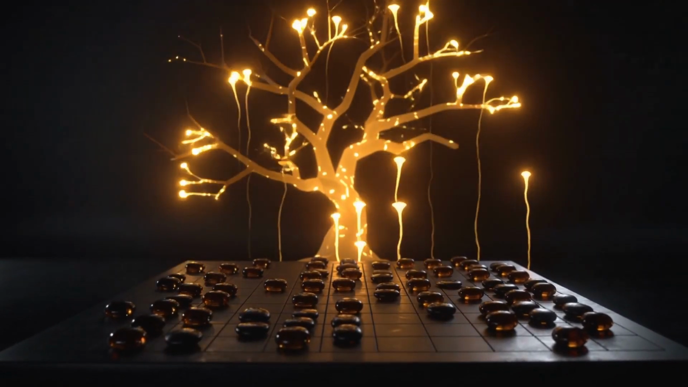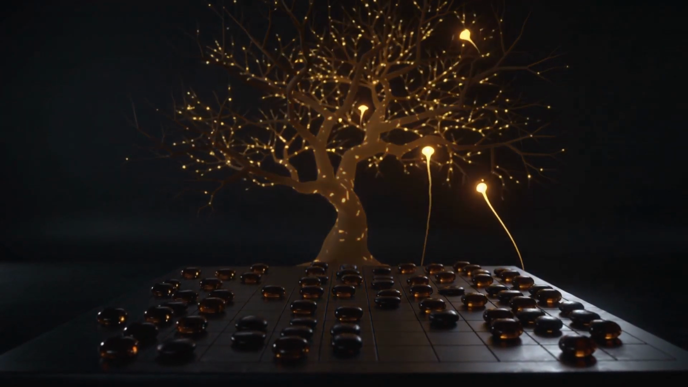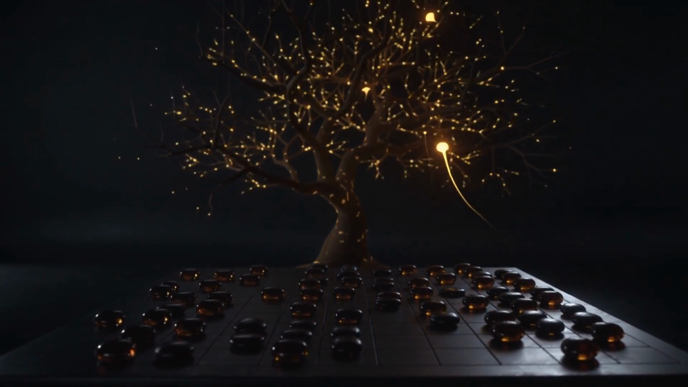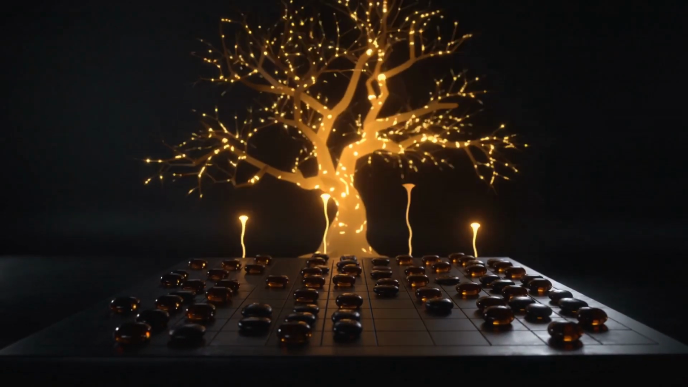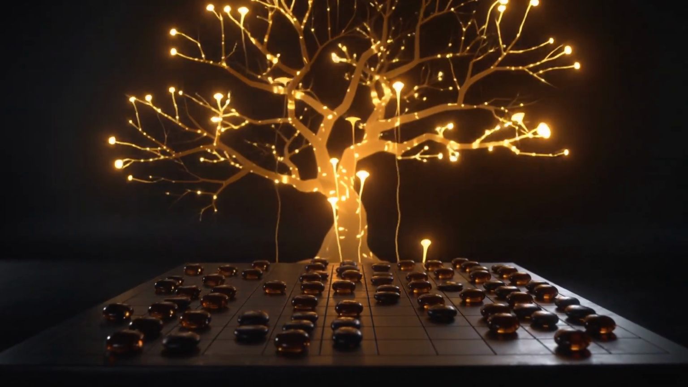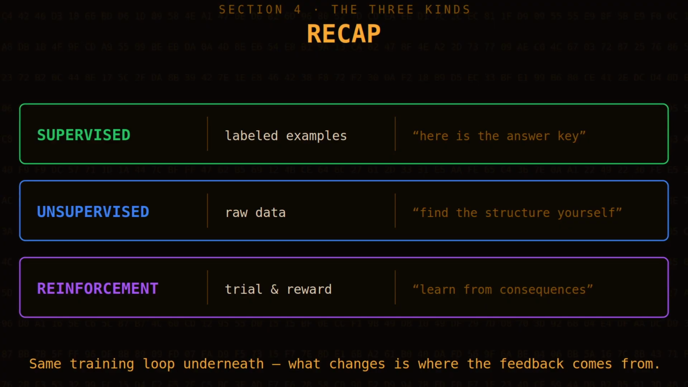It's how robots learn to walk, how systems learn to control power grids, and it's a key ingredient in making AI assistants helpful. A technique called reinforcement learning from human feedback, where the reward signal comes from humans rating which responses are better.